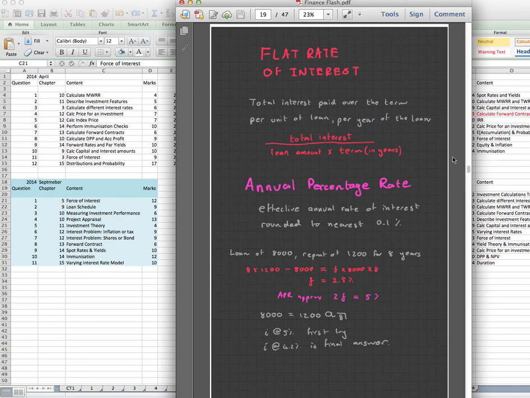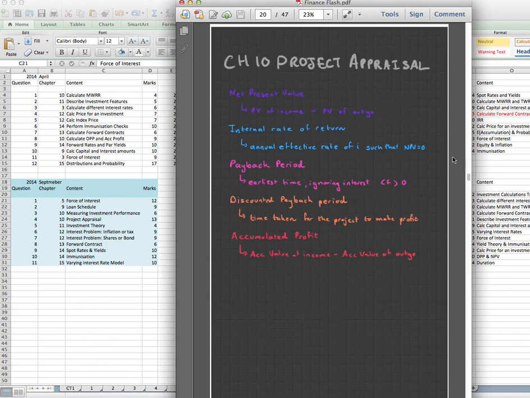Then there's this flat rate of interest and annual percentage rate. I have not seen that in any of the past papers. I'm not going to take too much time about it, but you can read up on it just in case it is in the test.